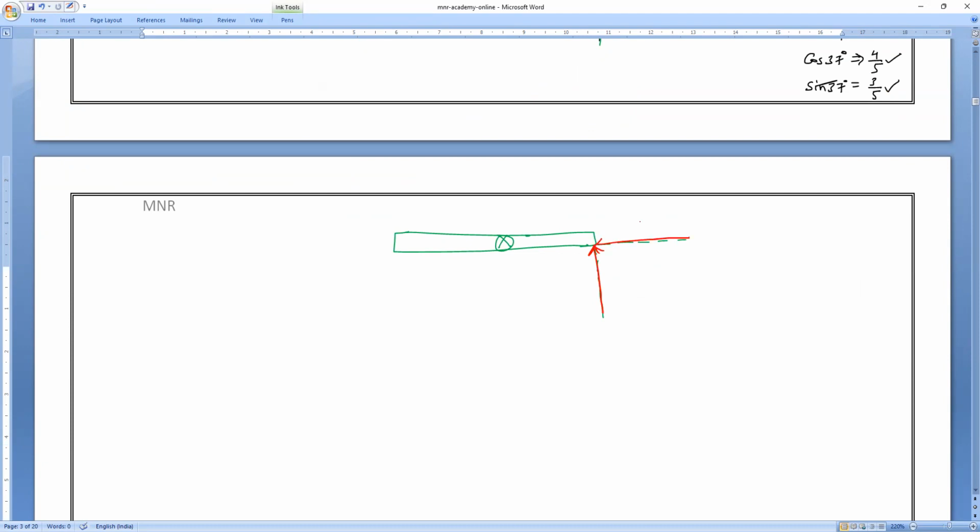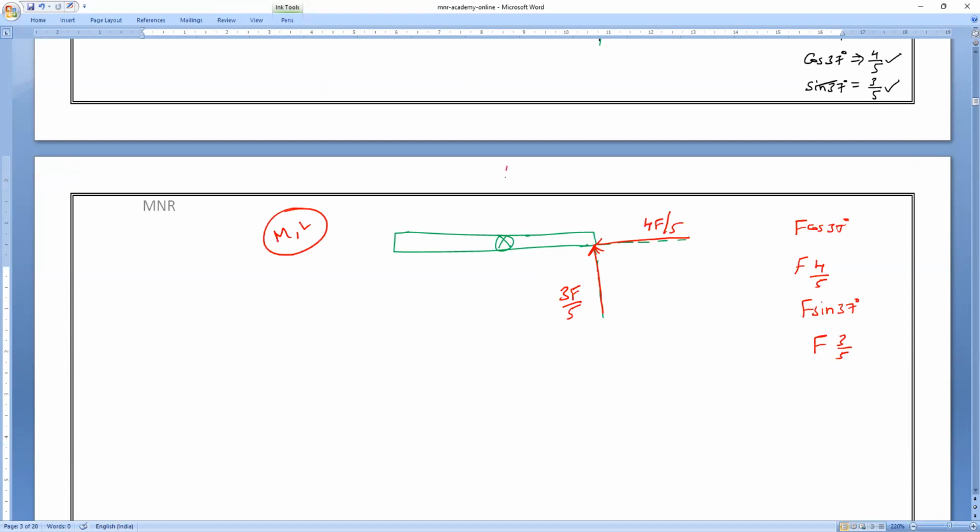So this will become F cos 37. What is the value of cos 37? Cos 37 is 4 by 5. So it becomes 4F divided by 5. And this one is F sin 37, which means 3F by 5.